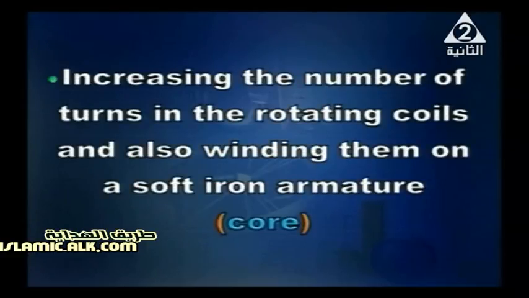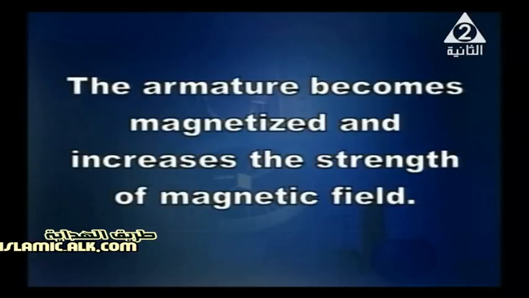Also, the power can be increased by increasing the number of turns in the rotating coils. So by increasing the number of turns on each coil, and by winding them on a soft iron core or soft iron armature. What is the function of the armature? The armature becomes magnetized, so it increases the strength of the magnetic field inside the motor.